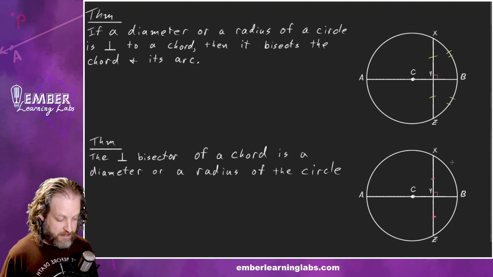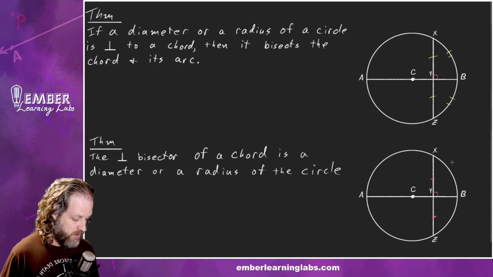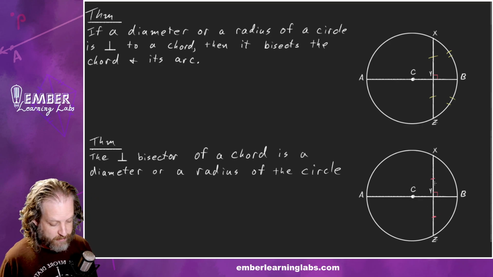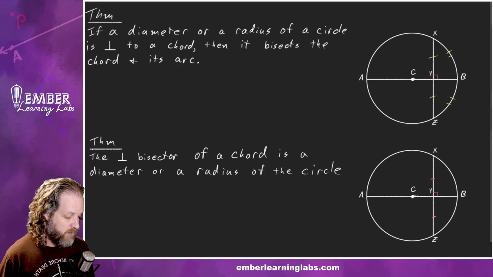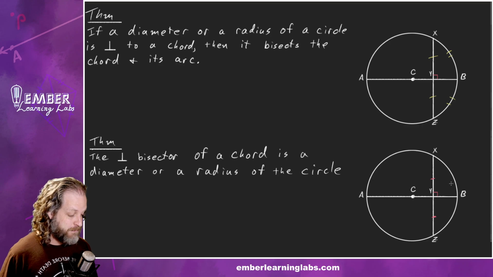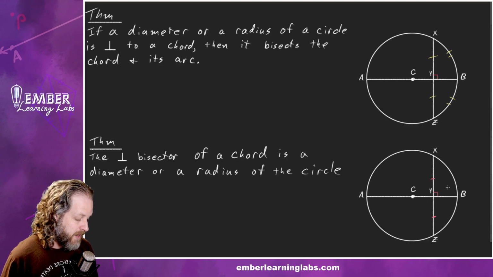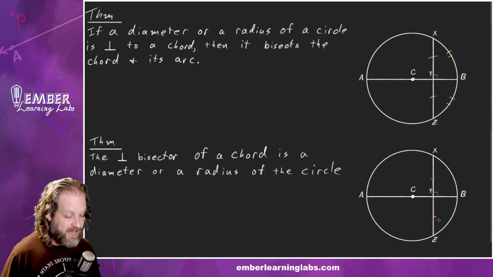The second one says the perpendicular bisector of a chord is a radius or diameter of the circle. Because this is a perpendicular bisector, so both of those are labeled, what this says is that AB is a perpendicular bisector of XZ, then we know it is a diameter.